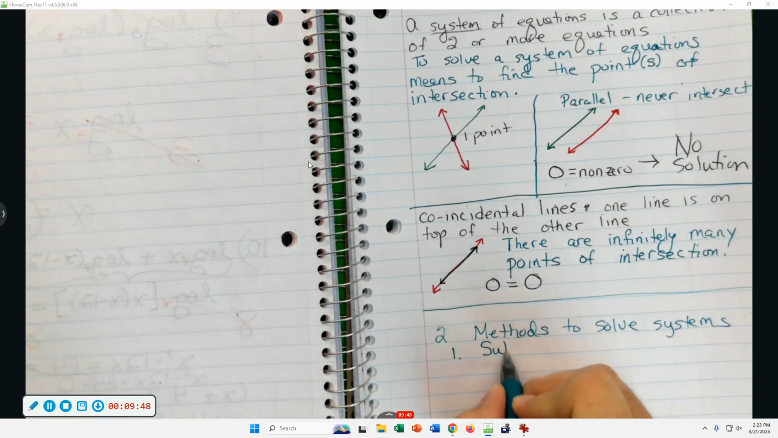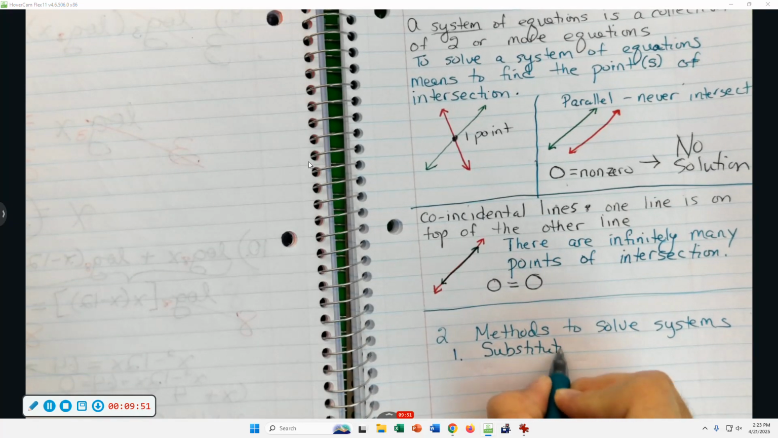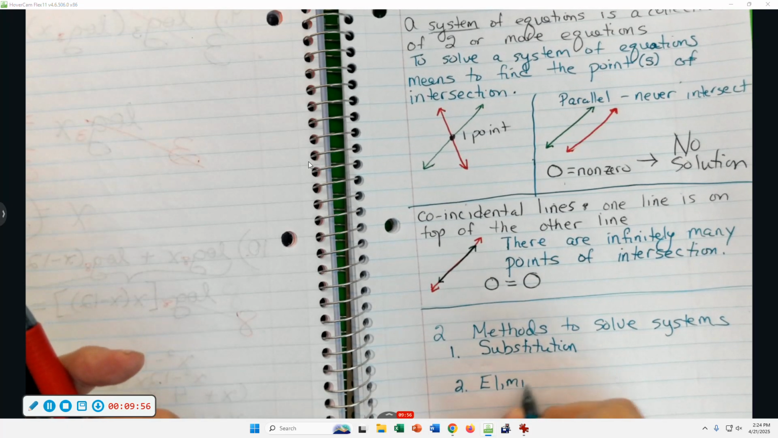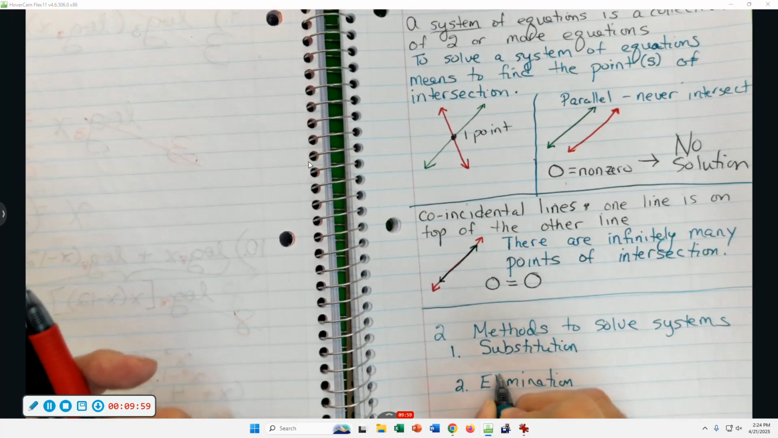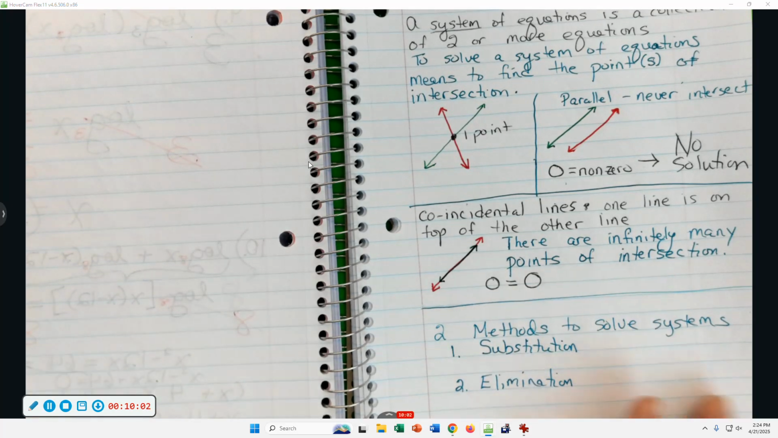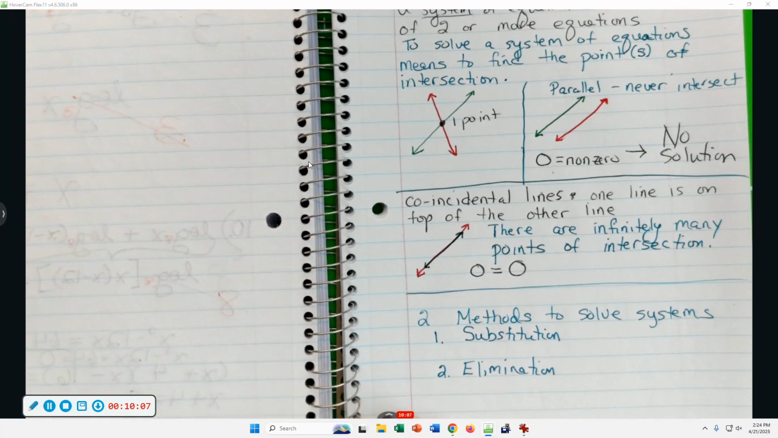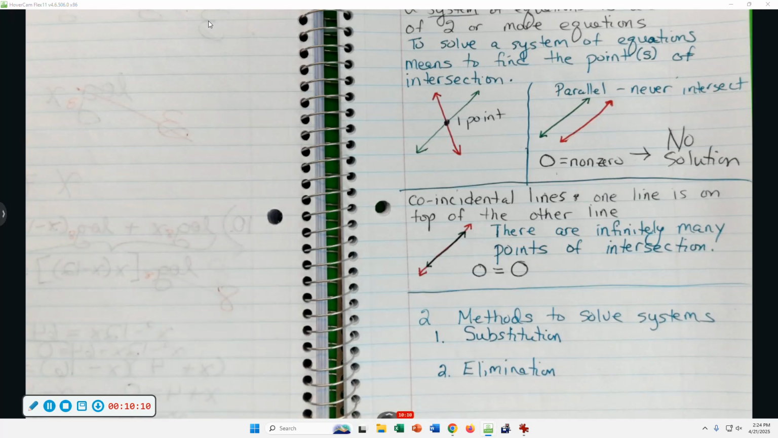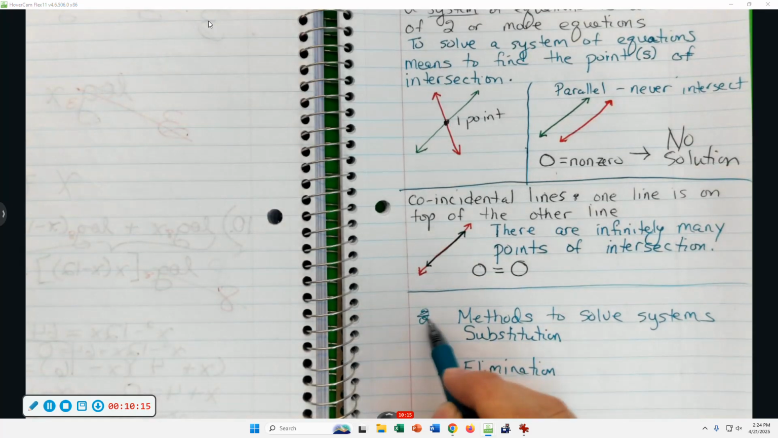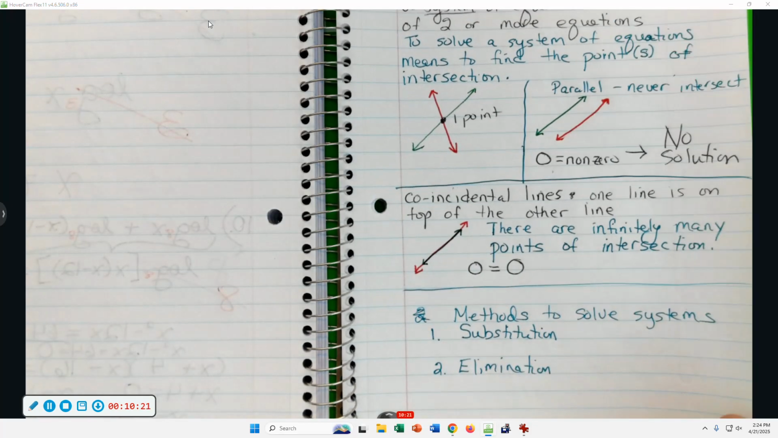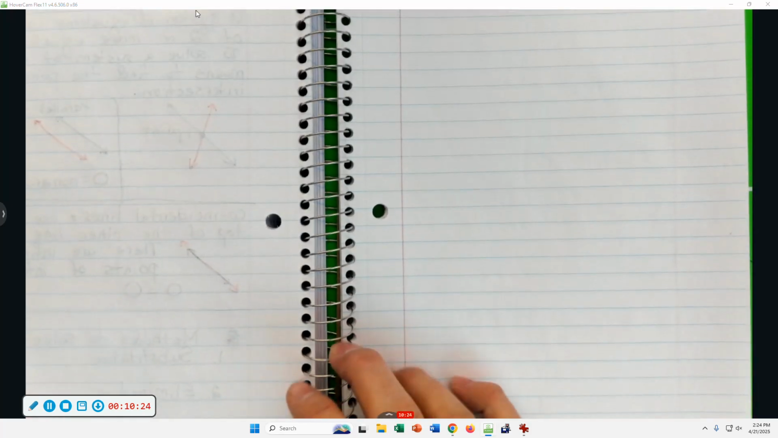Substitution is the first method, and elimination is the second. Okay? So we have elimination and substitution. Those are the first two methods we're going to see today. I guess it was silly for me to say two methods, since we're going to see some more. So I'm just going to say methods to solve systems of equations. Substitution and elimination. And let's do problem number 1 to illustrate substitution.